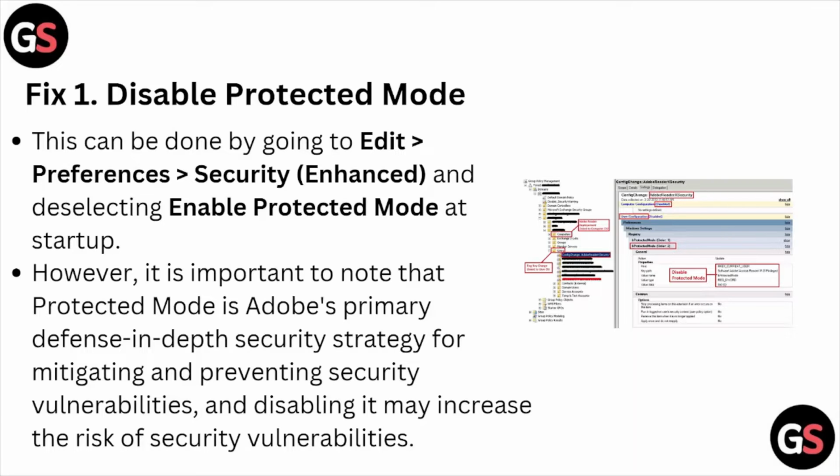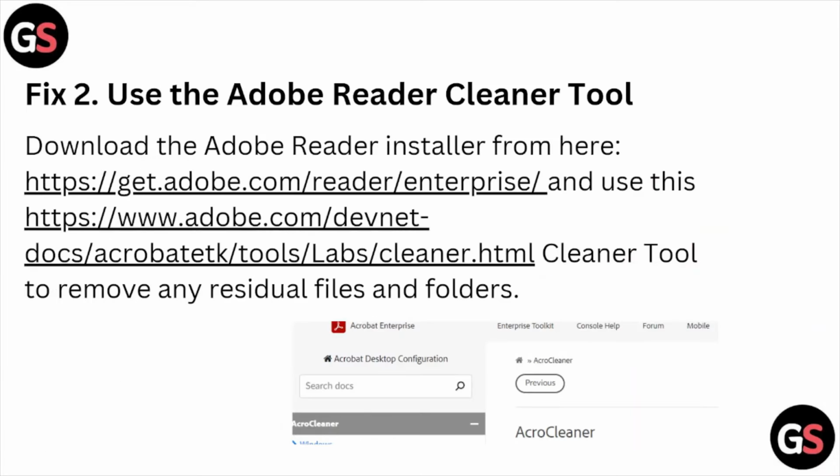This can be done by going to Edit, Preferences, Security (Enhanced), and deselecting Enable Protected Mode at startup. However, it's important to note that protected mode is Adobe's primary defense-in-depth security strategy for mitigating and preventing security vulnerabilities. Disabling it may increase the risk of security vulnerabilities.